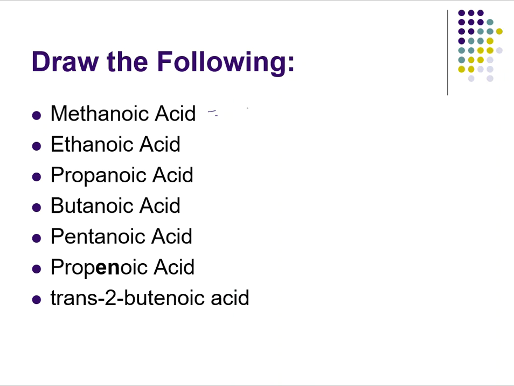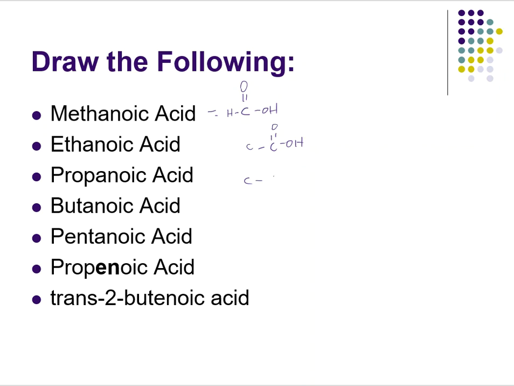Methanoic acid. Meth is one carbon. All right, so C double bond O, OH. And the answer is, yeah, that's it, because on this side, there's just a hydrogen to make up that fourth bond. That's all that there is to methanoic acid. Ethanoic acid, C double bond O, OH. There's my first carbon. There's my second carbon.